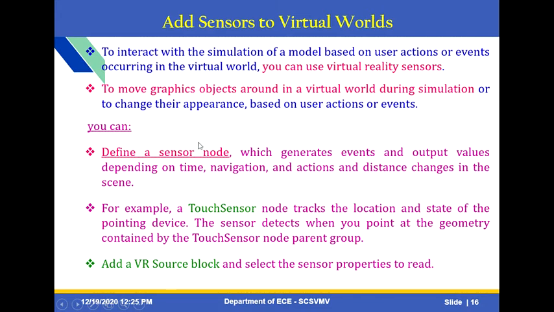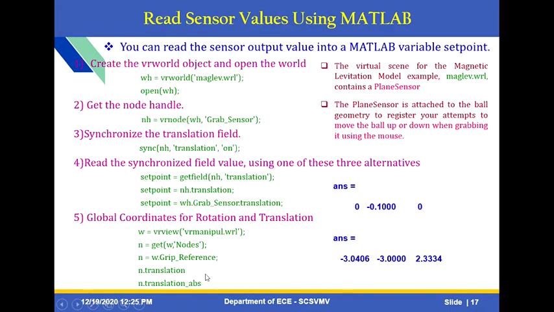If you want to track the sensor characteristic, you have to add the VR source block. These are the simple code to read the sensor values from MATLAB. In this command window, you just type; there are 5 steps on how you can read the sensor output value into the MATLAB variable setpoint.